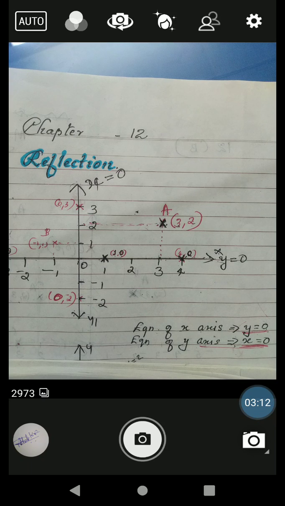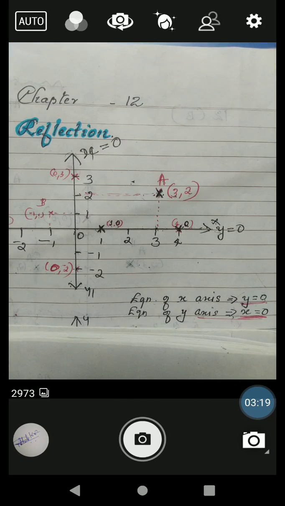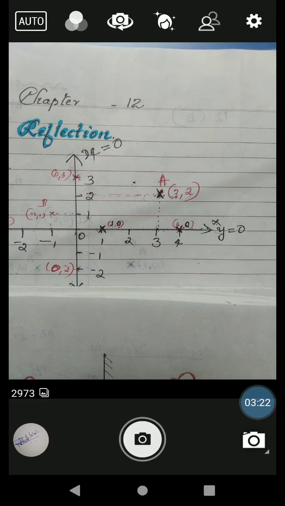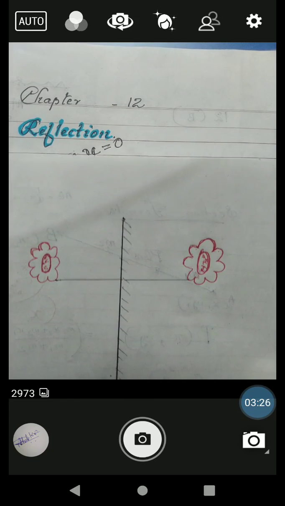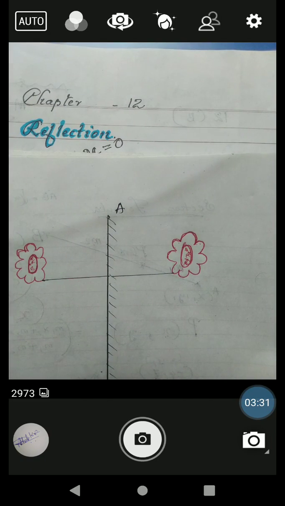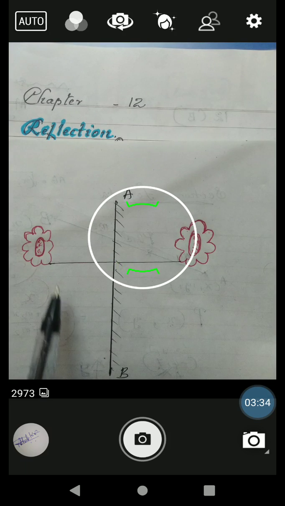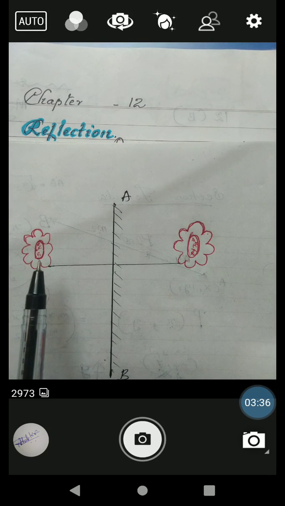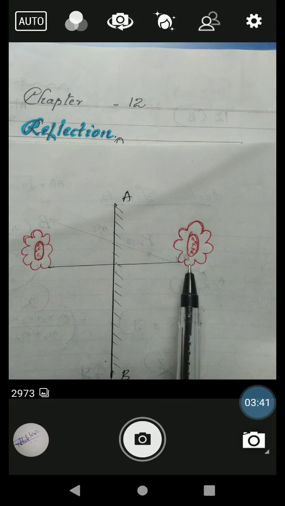Now we can start reflection. Then what is reflection? Just see, when an object is placed before a plane mirror, suppose this AB is the plane mirror. When an object is placed before a plane mirror, the image formed is at the same distance behind the mirror as the object is in front of it.